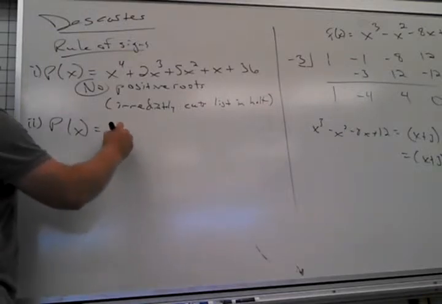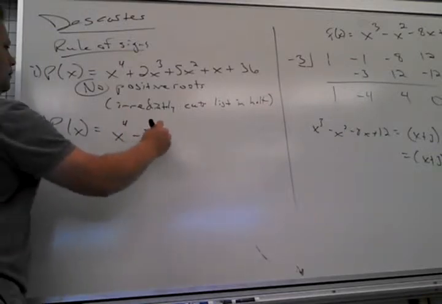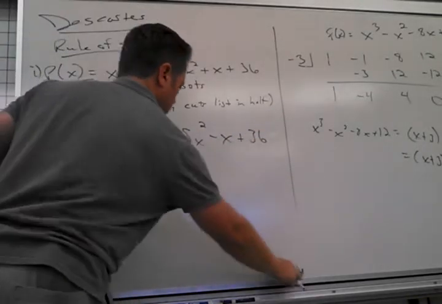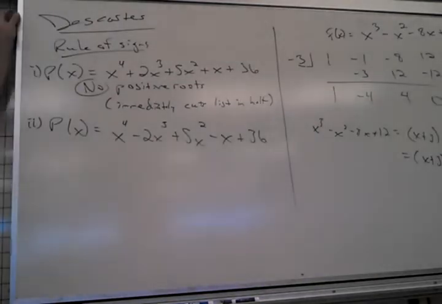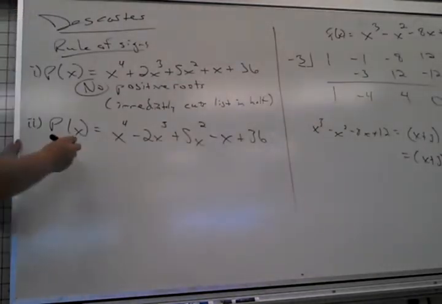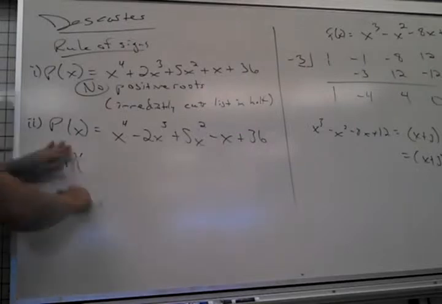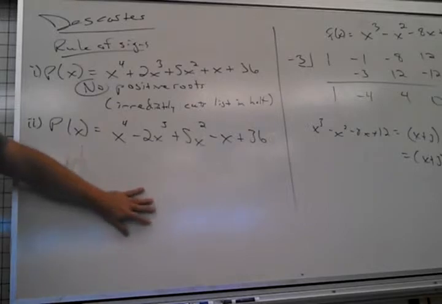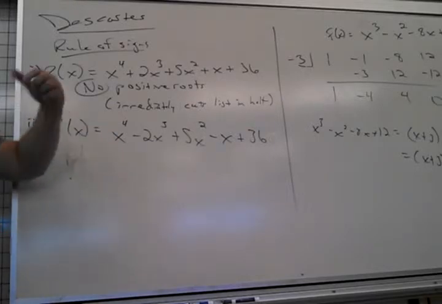So what if I had one little switch I made here? What did I just do? But more specifically, which signs did I change? The odd ones. So now look at what's P of... Now this one definitely, the roots are going to have to be what kind of numbers? Or what could they be? They could be positive or negative, maybe.